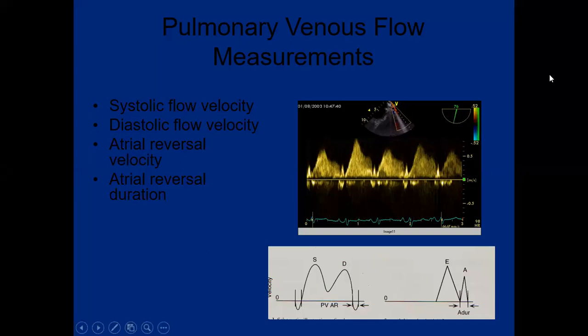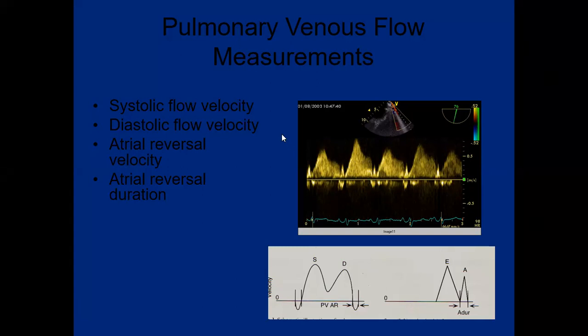So I have kept these 2 things together. This is the ECG gating. Look at a QRS complex from here to here. This is systolic forward flow. This is diastolic forward flow. And this is the atrial reversal kick. The kick has a duration as well as an amplitude, not time, amplitude.